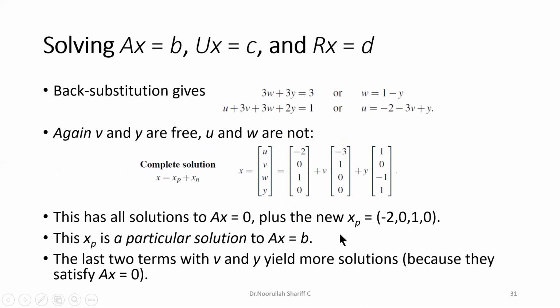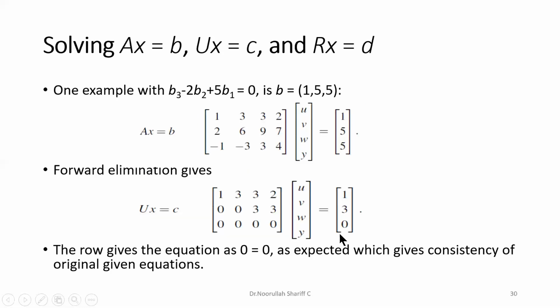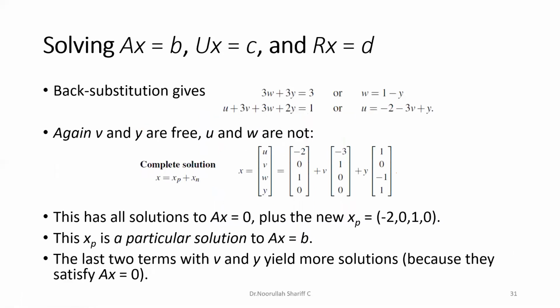So back substitution will give us, from the second row, 0u plus 0v plus 3w plus 3y is equal to 3. That gives us 3w plus 3y is equal to 3, and that's what we have over here. 3w plus 3y equal to 3, and that gives us w equal to 1 minus y. If you try to solve this, you'll get w equal to 1 minus y.